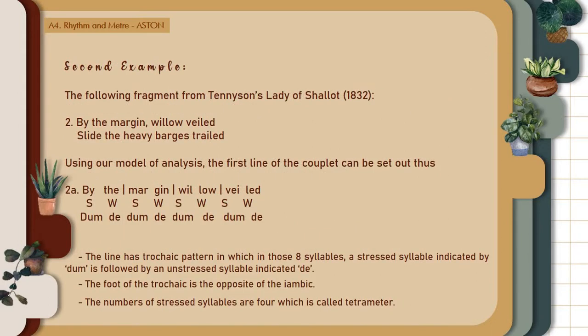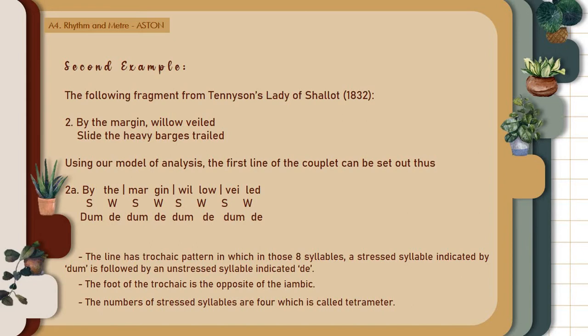Okay, then here are some more examples of metrical patterning in verse. Below is the following fragment from Tennyson's Lady of Shalott. This is a good illustration of a trochaic pattern. By the margin willow veiled, slightly heavy barges trailed. Using our model of analysis, the first line of the couplet can be scanned thus: by the margin willow veiled. So this is an example of trochaic tetrameter.